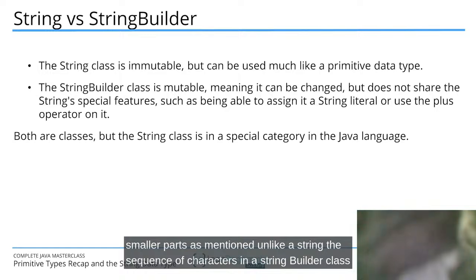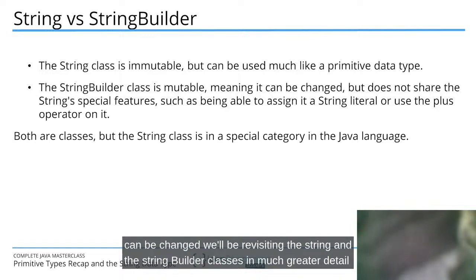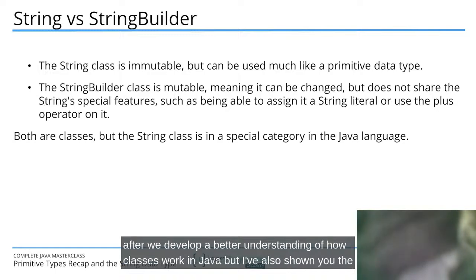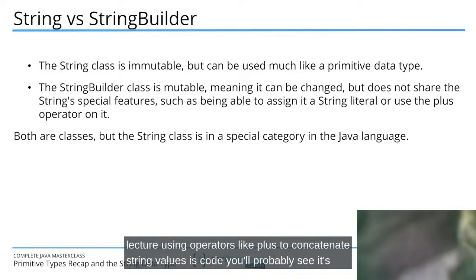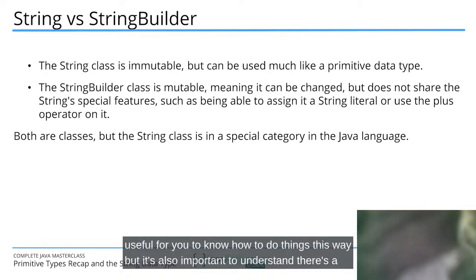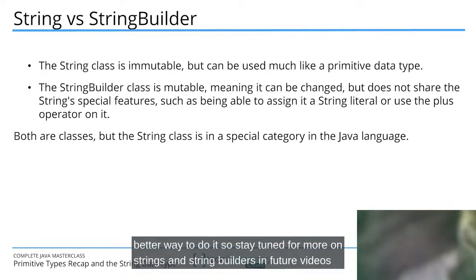As mentioned, unlike a string, the sequence of characters in a string builder class can be changed. We'll be revisiting the string and the string builder classes in much greater detail after we develop a better understanding of how classes work in Java. But I've also shown you the string concatenation operator today because you'll come across code written in the style we've used in this lecture. Using operators like plus to concatenate string values is code you'll probably see. It's useful for you to know how to do things this way, but it's also important to understand there's a better way to do it, so stay tuned for more on strings and string builders in future videos.